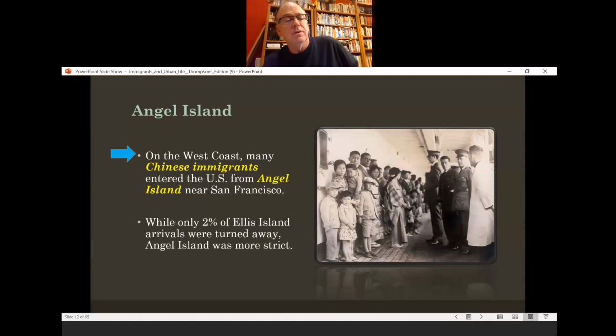The last immigration center that we're going to talk about is another famous one. Again, it has the word island at the end of it, Angel Island. It's on the West Coast because if you're coming from Asia, it makes no sense to come all the way around the earth to get to New York's Ellis Island when if you just go straight across the Pacific Ocean, you hit California. So they came through a little processing center right there near San Francisco called Angel Island.